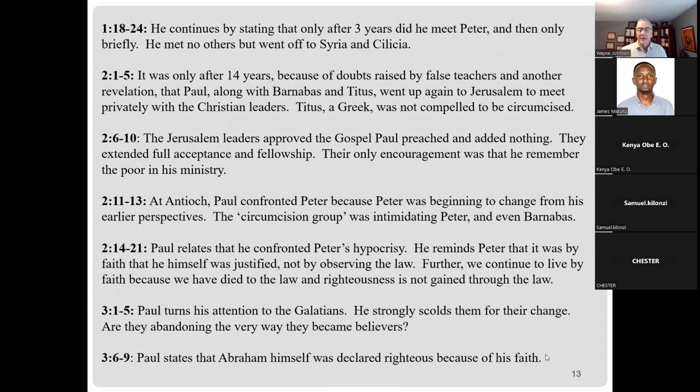And then in the first two paragraphs of chapter 3, Paul turns his attention to the Galatians. So there's a shift in the development of his argument, and he strongly scolds them for their change. Are they abandoning the very way they became believers? And then this next paragraph, 6 to 9, Paul states that Abraham himself was declared righteous because of his faith.